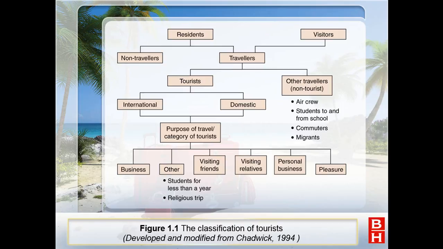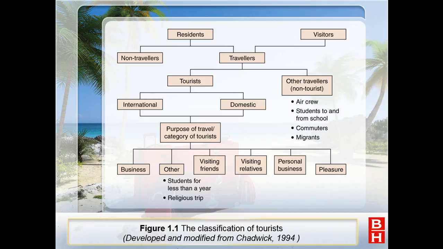This classification will actually give you a better visual of who is considered a tourist, who is not considered a tourist. So if you look at a resident who is not traveling, then we're clear on that. But then the resident who is traveling, either you are a tourist or you are a traveler. You can be a domestic tourist or you can be an international tourist. You don't have to go abroad to be considered a tourist.